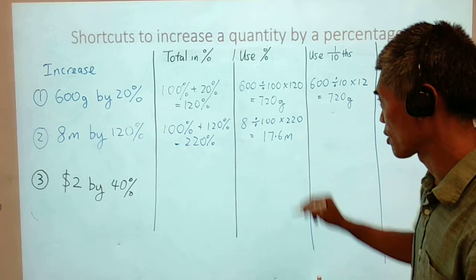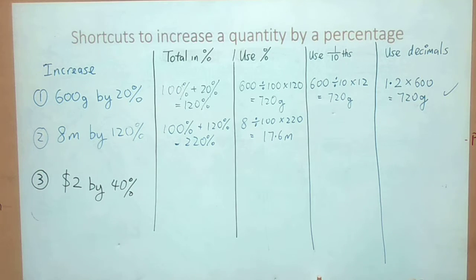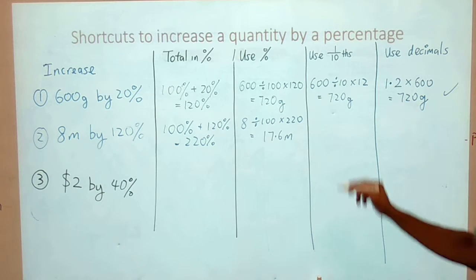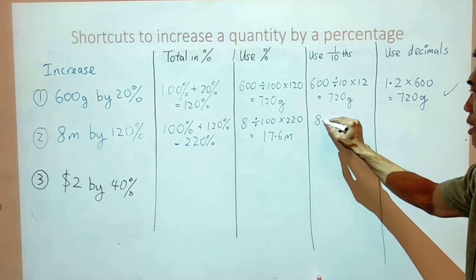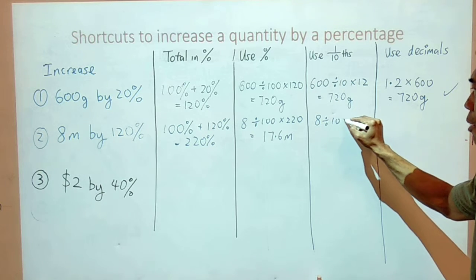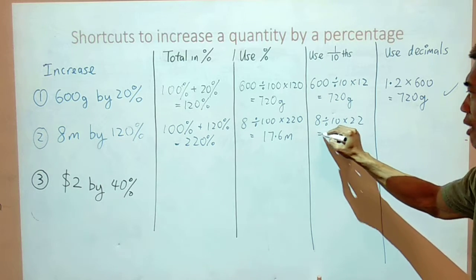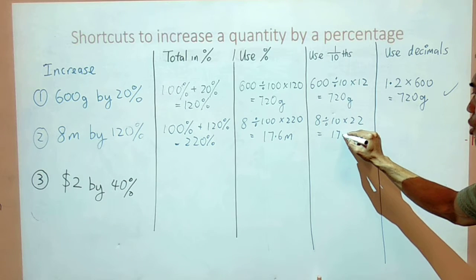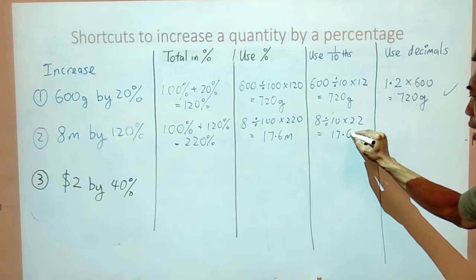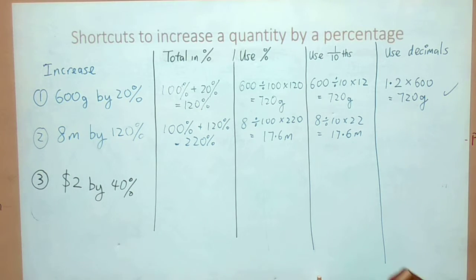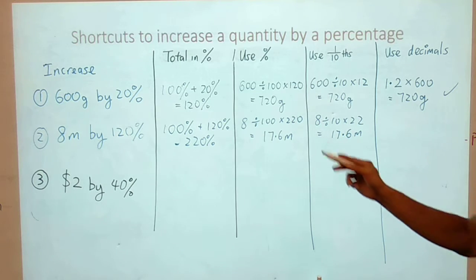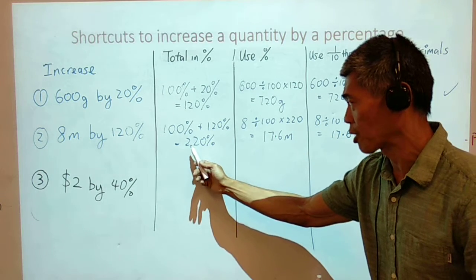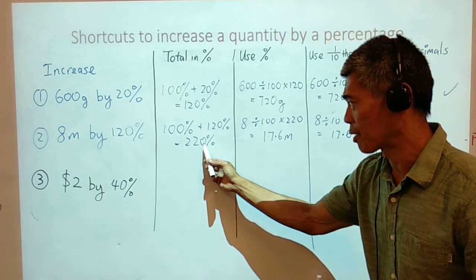17.6 meters. On the other hand, if you recognize 220% to be actually 22 over 10, all you have to do is take 8 divided by 10 multiplied by 22. Again, you just key in 2 digits less into the calculator. You still get 17.6.